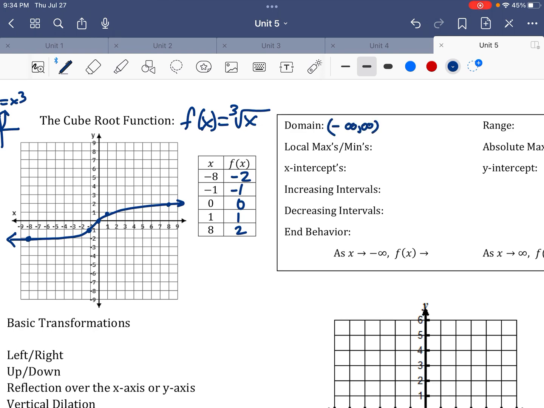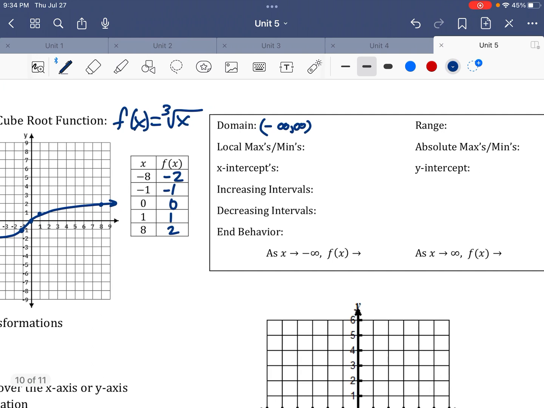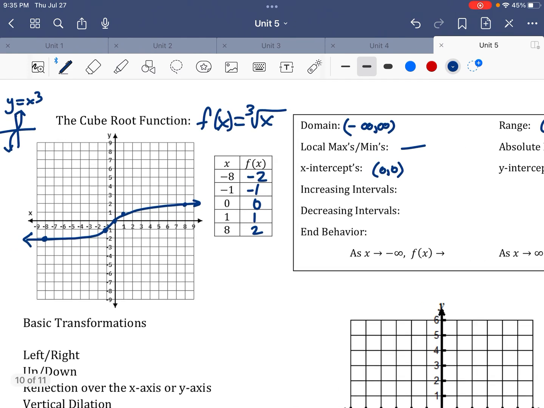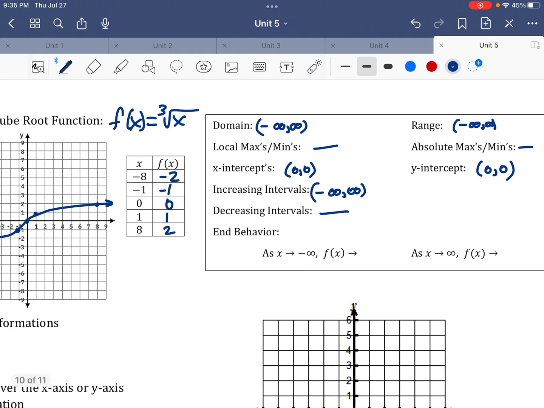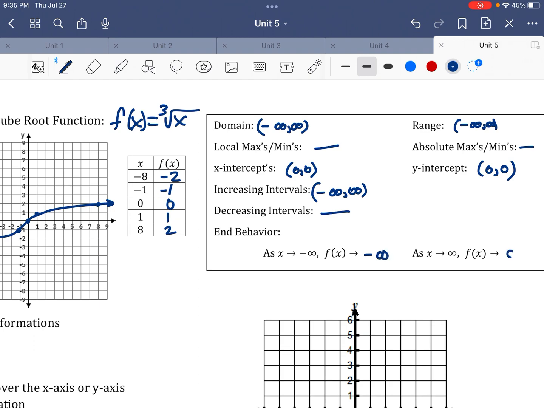So my domain here, it goes left and right forever. And as it's going left, it's going down. If it's going right, it's going up. So it always goes up and down forever too. Max and mins, none. X-intercepts, for now it's 0, 0. And also 0, 0 here. Increasing interval, this graph is increasing the whole time it exists. And it is not decreasing at all unless it gets flipped over, and then it would decrease.